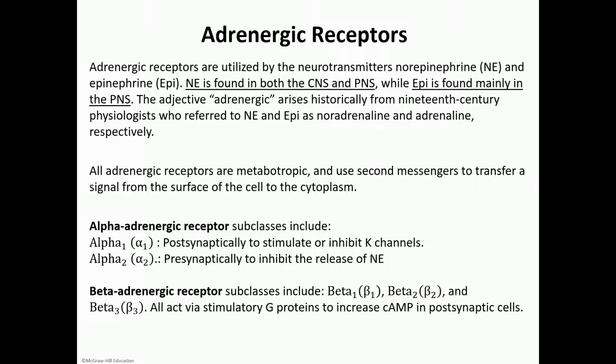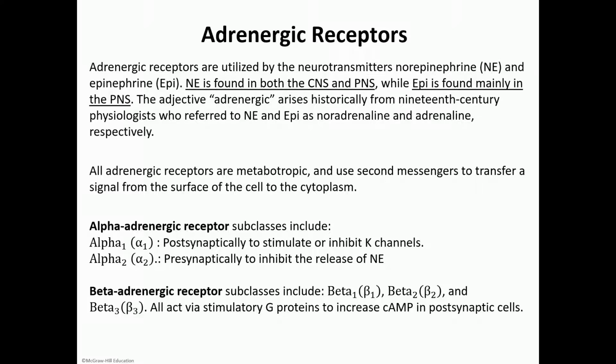And we can find that, again, norepinephrine is more of the neurotransmitter, so it's found both in the CNS and the PNS, while epinephrine is found mainly in the peripheral nervous system. So again, it's mainly released by the adrenal medulla, and it's considered more of a hormone and is affiliated more with the peripheral nervous system. As I said, the name of the receptors, adrenergic, really comes from the fact that their old names were adrenaline and noradrenaline.